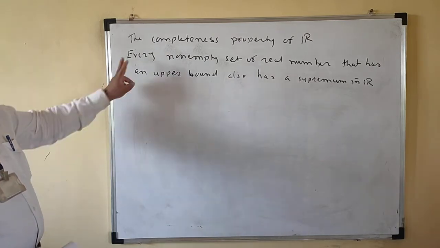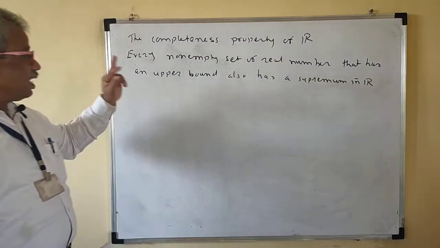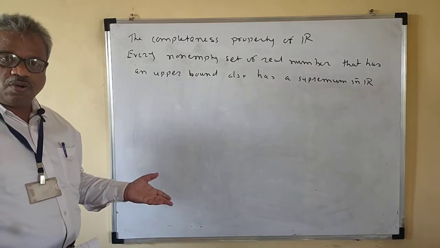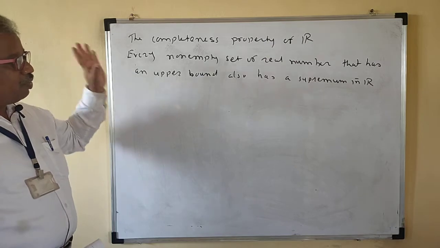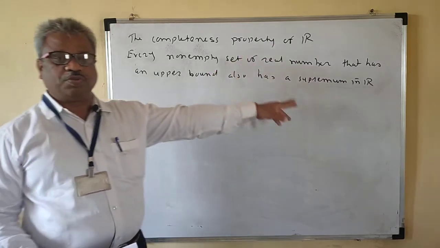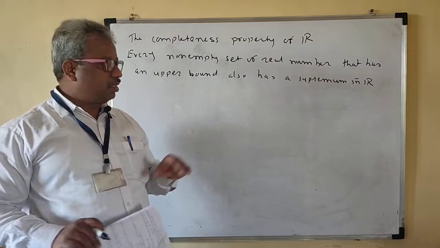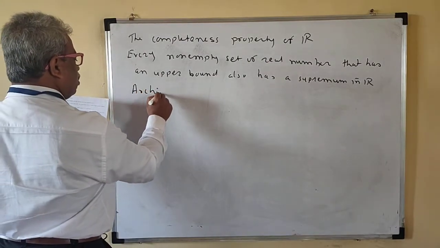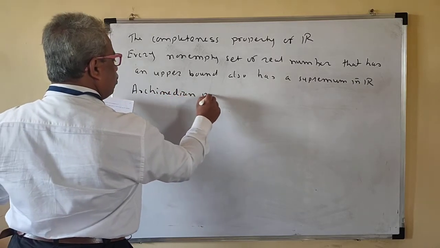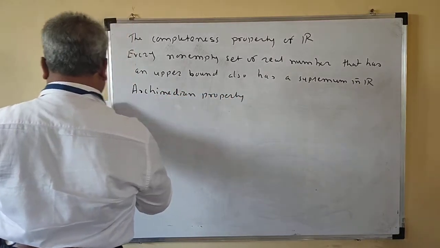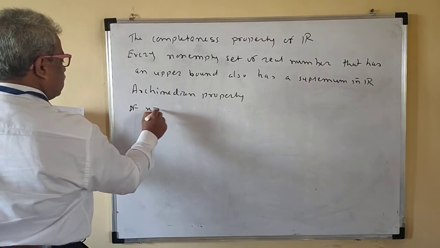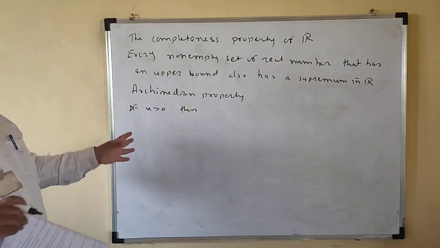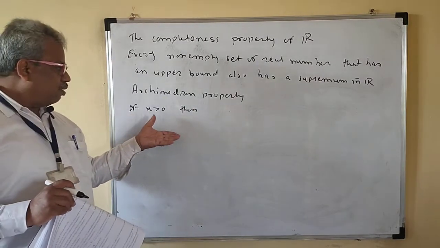So every non-empty set of real numbers that has an upper bound. If it has an upper bound, it means it is bounded above. That means every bounded above set has a supremum. That is the completeness property. Then you have the Archimedean property. You should remember only this. You don't have to mug this up.